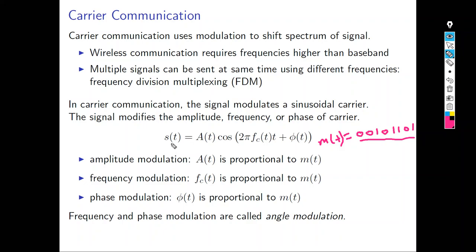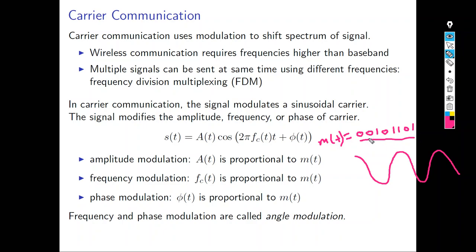And your carrier S of T, your carrier cosine. So this is cosine. This is your carrier, higher frequency. Can you transmit this over the air? Directly you cannot. But this you can transmit. But you want to send these.